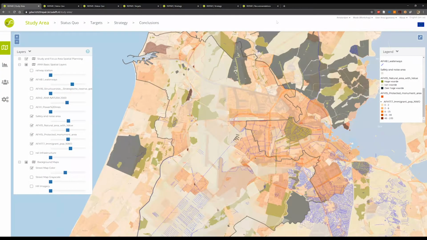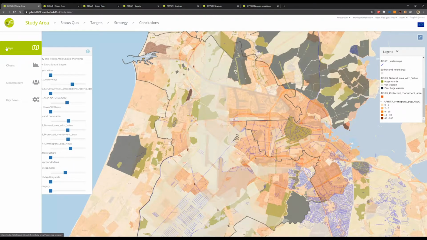Have you ever wanted to visualize flows of food waste and use this information to improve the circular economy in your city? The Geodesign Decision Support Environment, or GDSE, helps your city to follow a living lab process to achieve this goal. This process involves workshops structured in 5 steps: study area, status quo, targets, strategy, and conclusions.